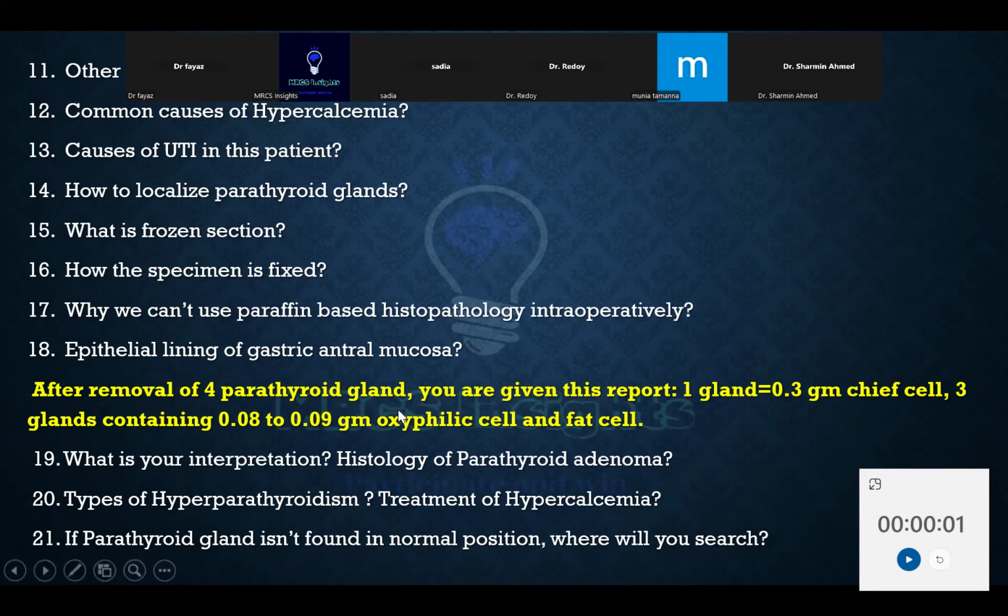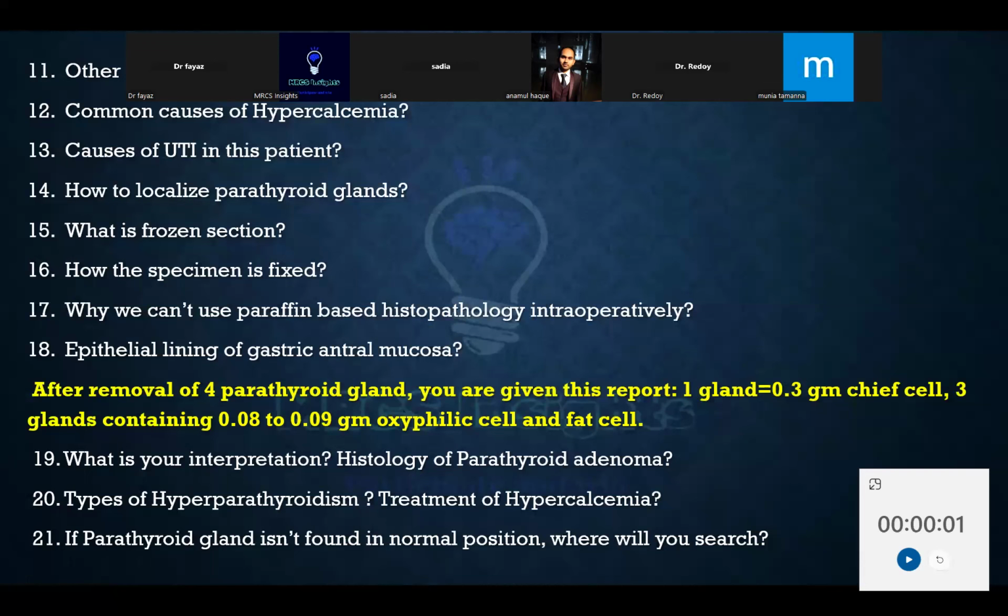After removal of 4 parathyroid glands, you were given this report, which shows that one gland has 0.3 gram of chief cells and the other 3 glands contain very little amount, 0.08 to 0.09 gram, of oxyphil cells and fat cells. That indicates that one gland contains parathyroid adenoma, and the other three show involution. As you can see, there is very little oxyphil cell in the rest of the 3 glands.